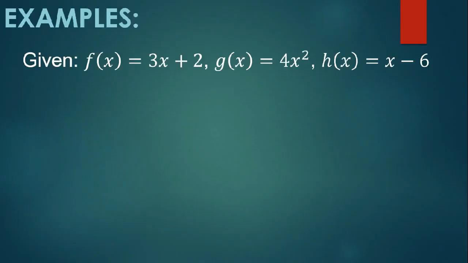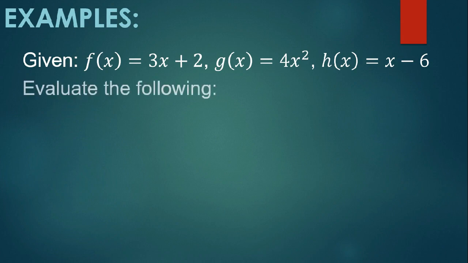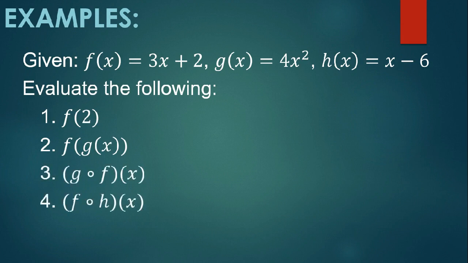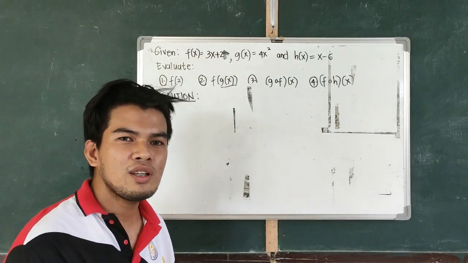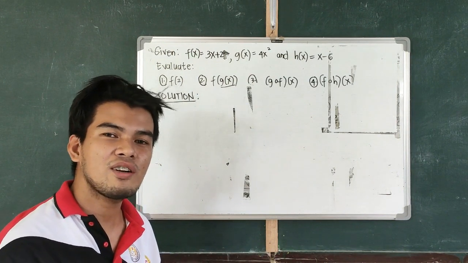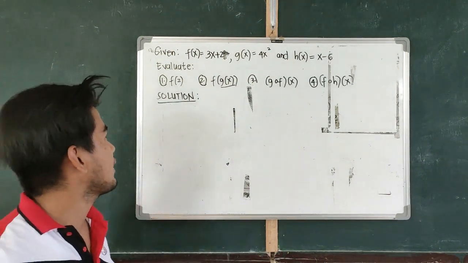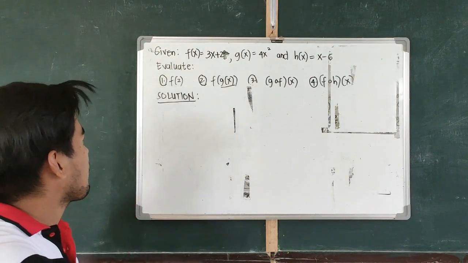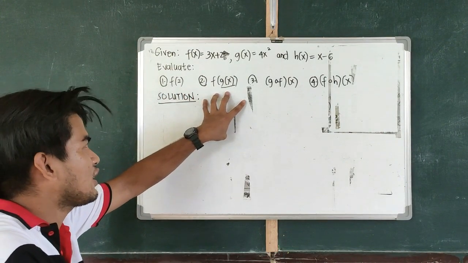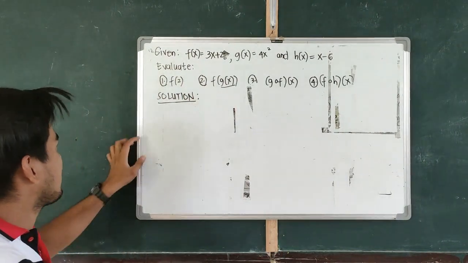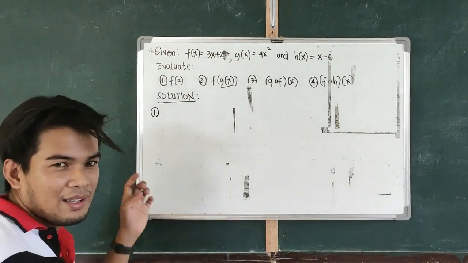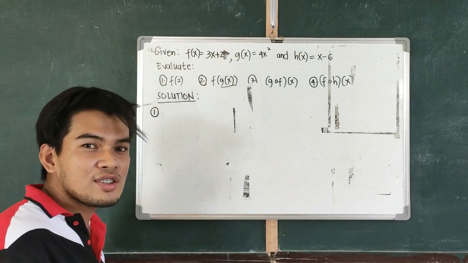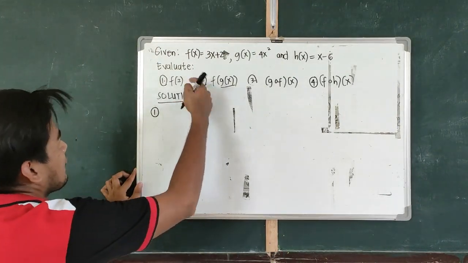Examples. Given functions f, g, and h, we evaluate the following: f of 2, f of g of x, g circle f of x, and f circle h of x. For the solutions, watch this video. So how do we do composition of functions? So here are the examples. So let's do example number 1. So madali lang yan kasi ang isa-substitute lang naman natin ay constant term, which is 2. So papalitan lang natin si x ng 2.